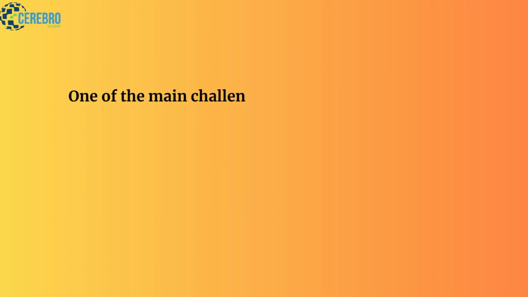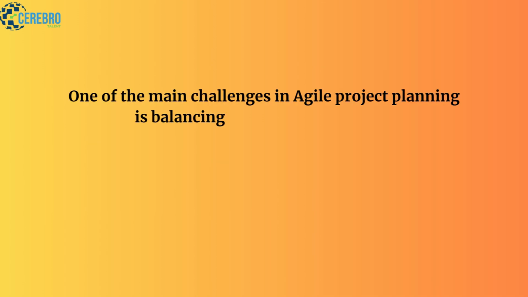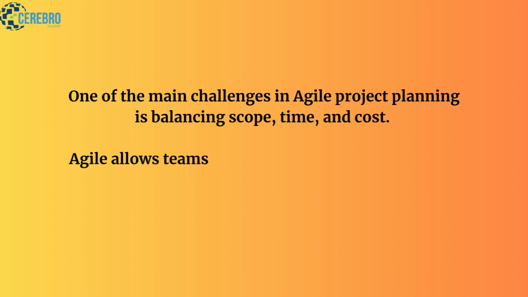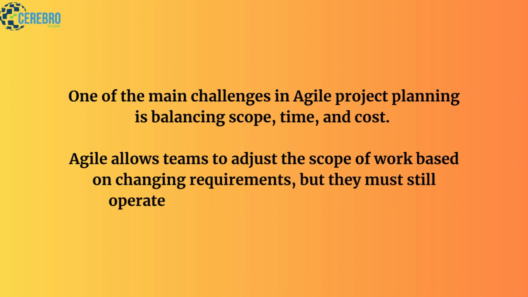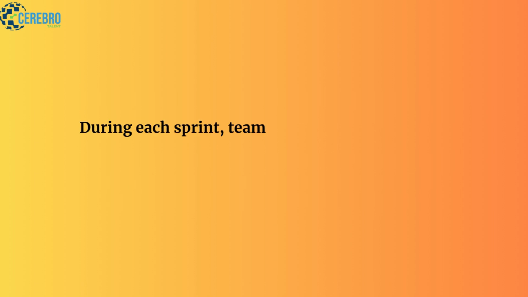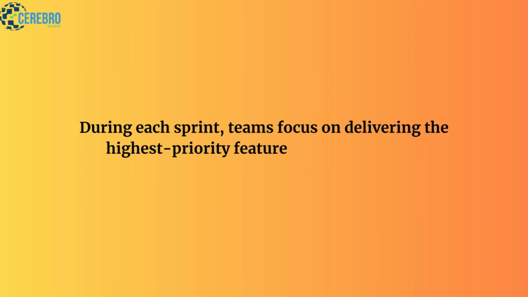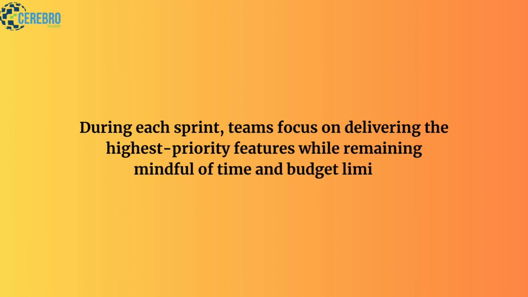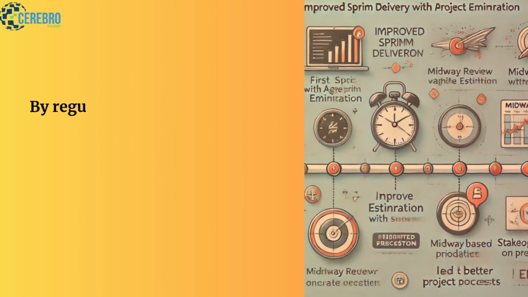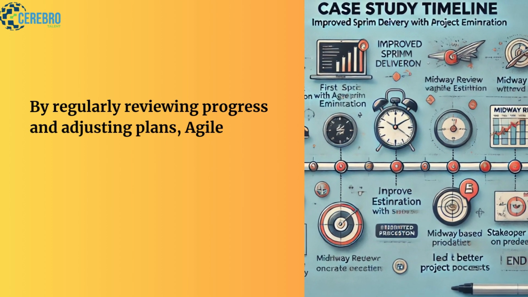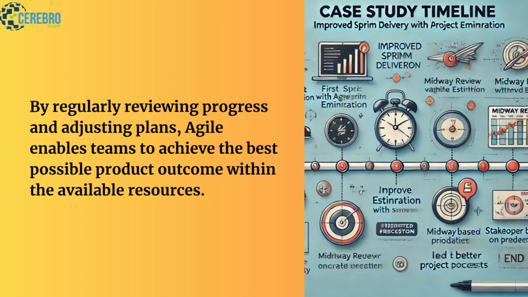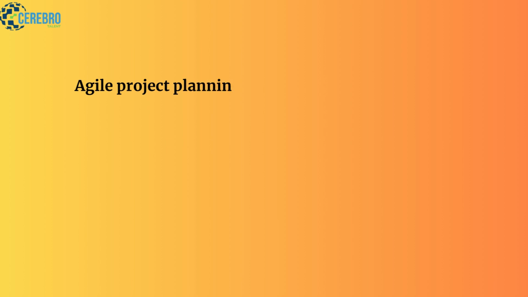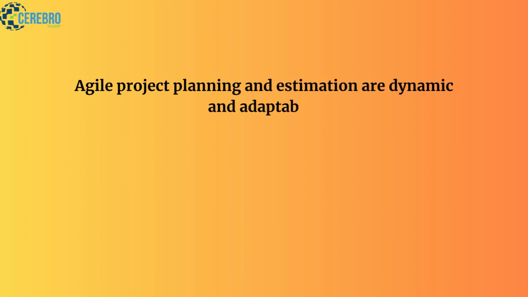One of the main challenges in Agile project planning is balancing scope, time, and cost. Agile allows teams to adjust the scope of work based on changing requirements, but they must still operate within time and cost constraints. During each sprint, teams focus on delivering the highest priority features while remaining mindful of time and budget limits. By regularly reviewing progress and adjusting plans, Agile enables teams to achieve the best possible product outcome within the available resources. Agile project planning and estimation are dynamic and adaptable.